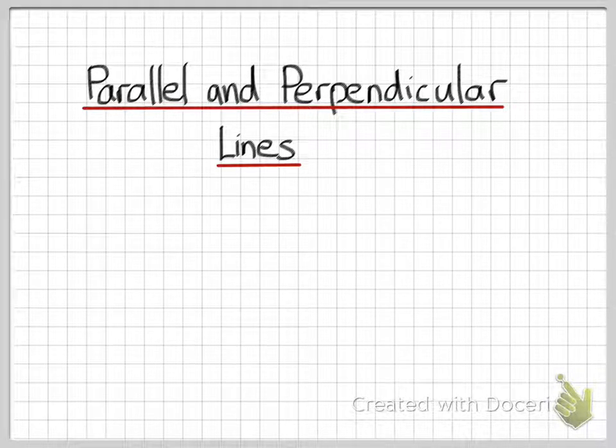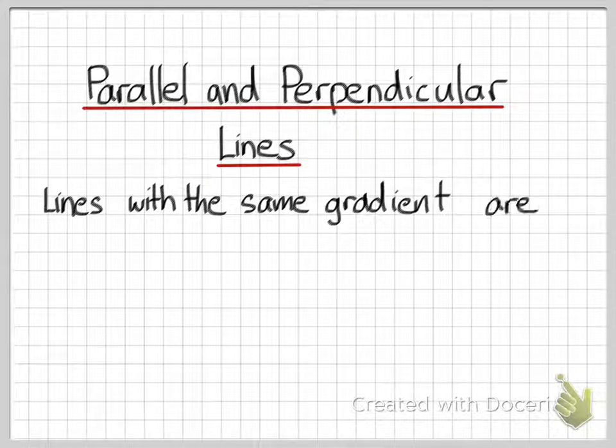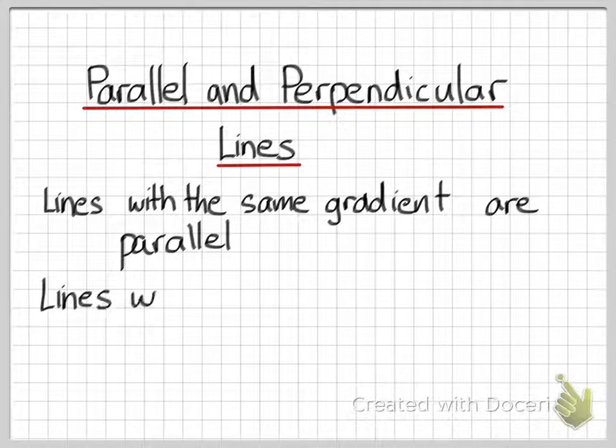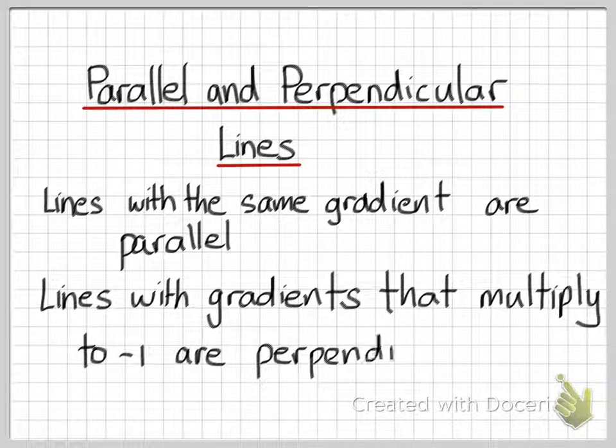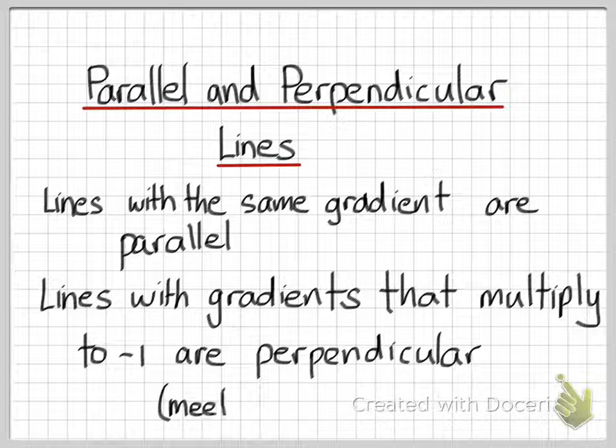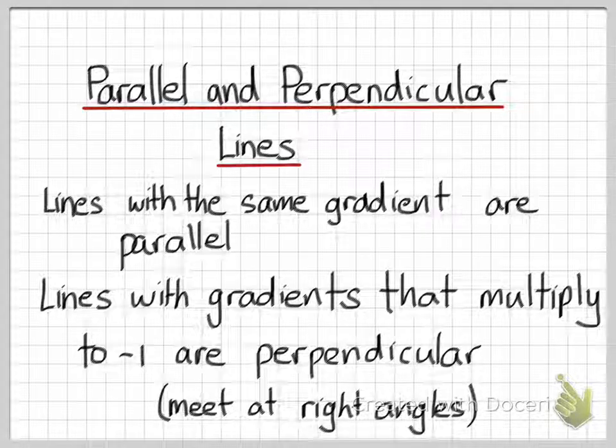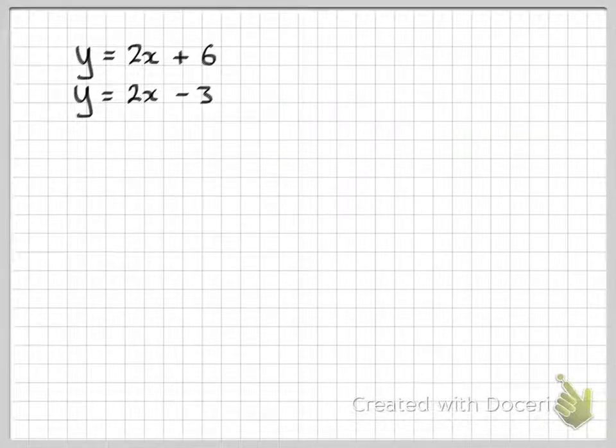Parallel and perpendicular lines. Lines with the same gradient are parallel, and those lines that have gradients that multiply to -1, these are perpendicular. They meet at right angles. So here we've got two lines.